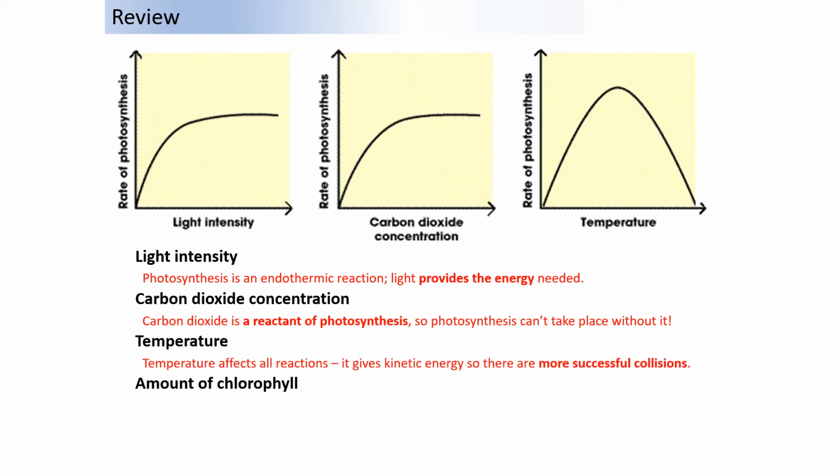Temperature also affects photosynthesis because it gives kinetic energy. Therefore, more successful collisions can take place. The amount of chlorophyll is also needed to absorb the light energy. If the plant doesn't have the right amount of chlorophyll, it won't be able to carry out photosynthesis.